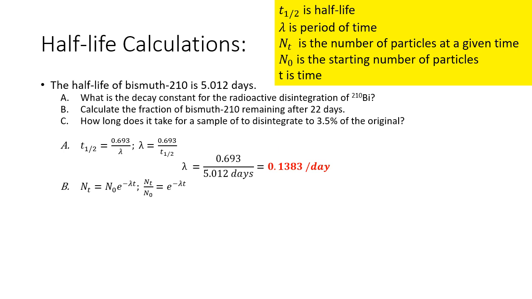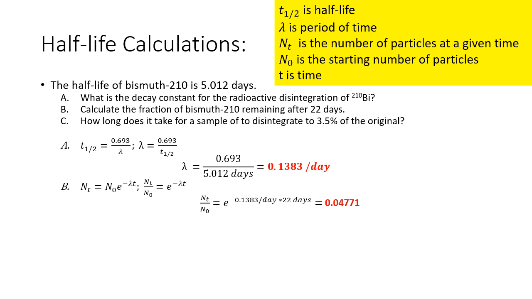If we want to calculate the fraction of bismuth-210 remaining after 22 days, we take our N of t equation from the previous slide, we rearrange it so that we solve for the fraction, N of t over N naught. And you go ahead and you plug in the numbers. So we have t is 22 days and our lambda is 0.1383, and we get 0.04771. So that's the fraction that's remaining after 22 days. If you wanted to know percentage, you would multiply that fraction by 100. So about 4.771% is left after 22 days.